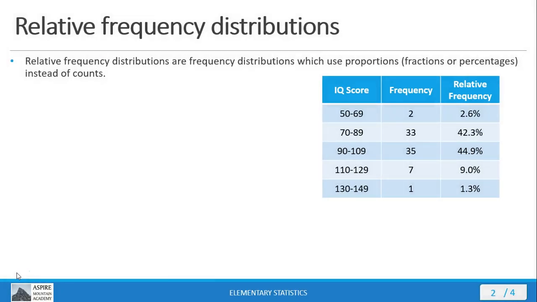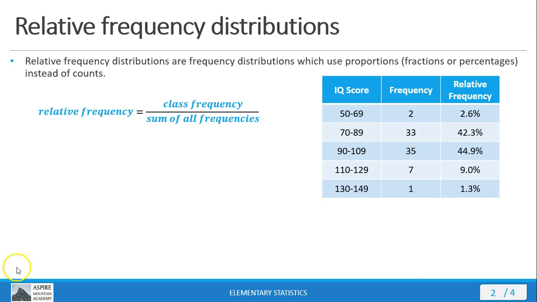Frequency distributions, as we've seen, are very useful, but sometimes a frequency distribution can be made more useful by expressing frequency in percentages instead of counts. To convert from frequency counts to percent, we use this handy little equation right here. Just take the class frequency and divide it by the sum of all the frequencies.